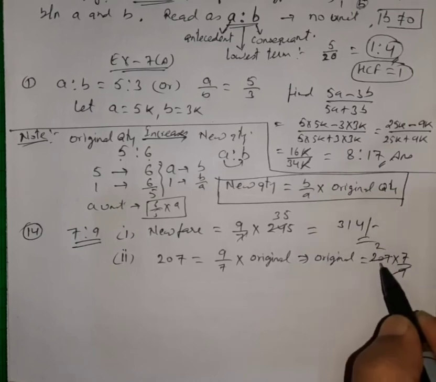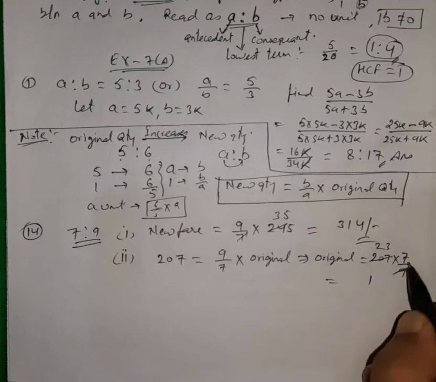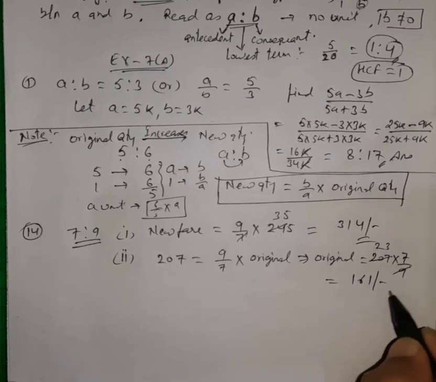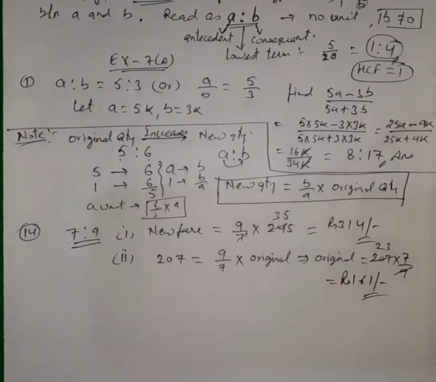So 9 2s are 18 and 9 3s are 27, so 23 multiply 7. So this will be 21 and 7 2s are 14, 161. So 161 rupees was the original fare. So in this way we can calculate the ratios. Now one or two more parts.